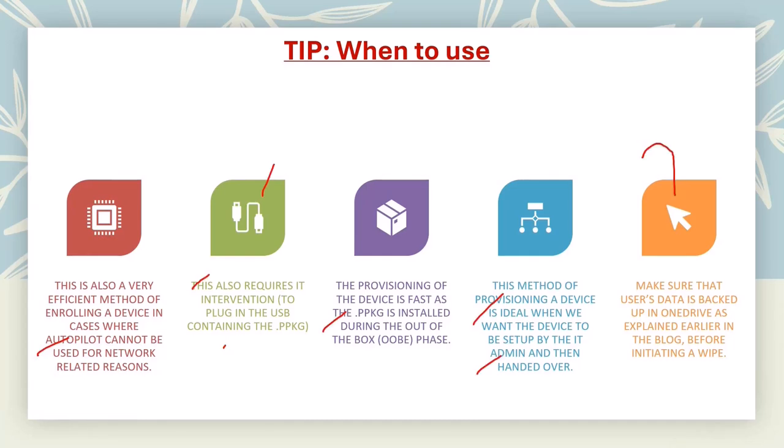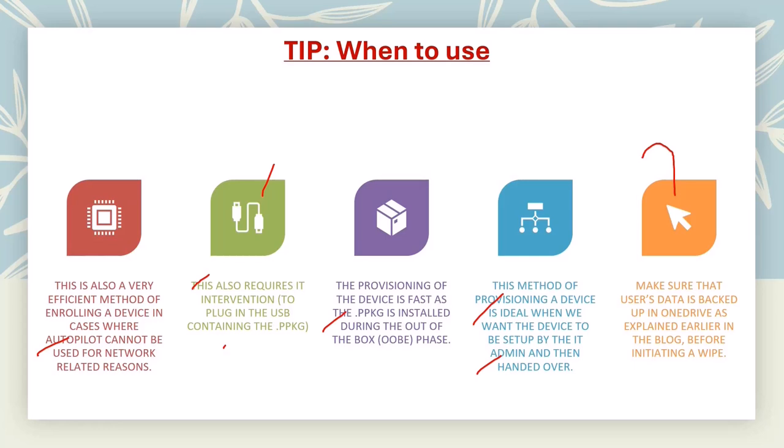So what are the steps that we have to follow if we want to go with this approach? Step number 1, go to Windows Configuration Designer, create a package. Step number 2, copy that package to a USB. Step number 3, go to the Intune portal, click on the device which is currently hybrid Azure AD joined and Intune enrolled, and do a wipe.